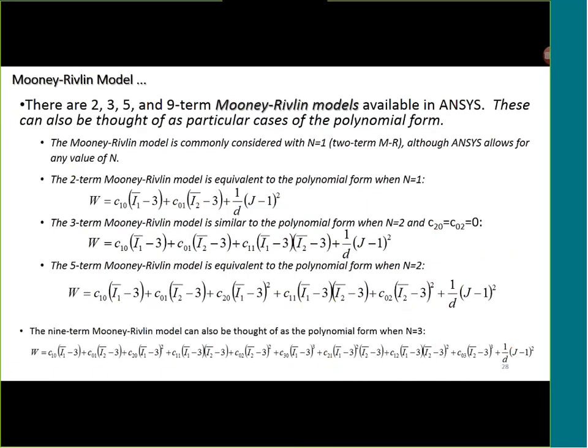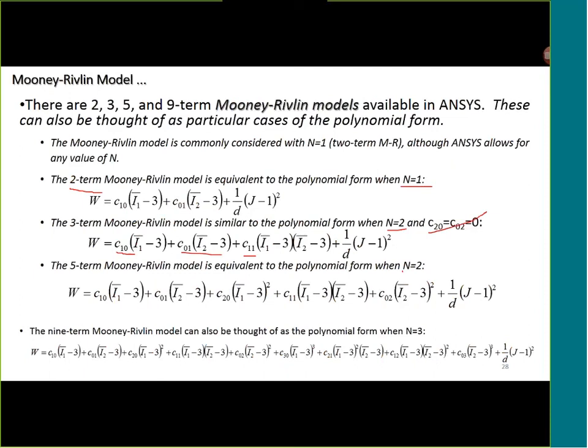Okay, in the Mooney-Rivlin model itself, there are 2-parameter, 3-parameter, 5-parameter and 9-parameter Mooney-Rivlin models available to capture more and more complex stress-strain behavior. But all these forms are nothing but derivatives of the general polynomial form. When we keep n equal to 1, we get this 2-term Mooney-Rivlin model. When we keep n as 2 and we make these 2 terms 0, then we get the third-order or 3-term Mooney-Rivlin model, which requires 3 input parameters. Okay, that's why we call it a 3-term Mooney-Rivlin model.